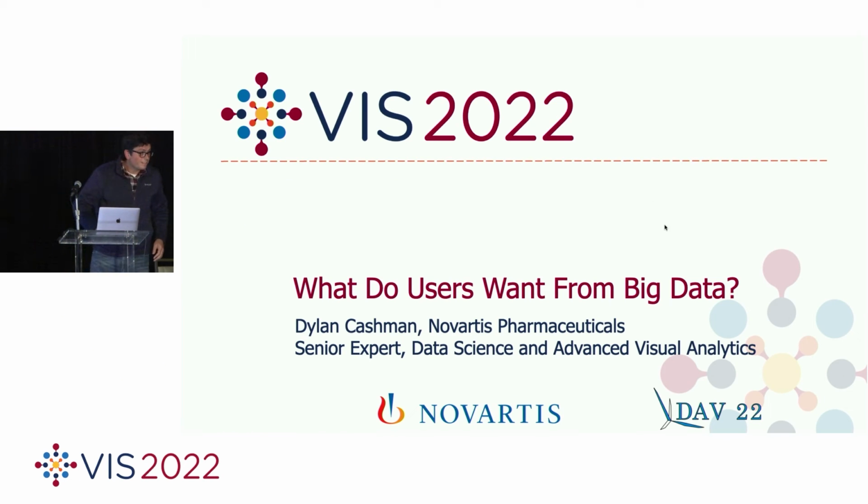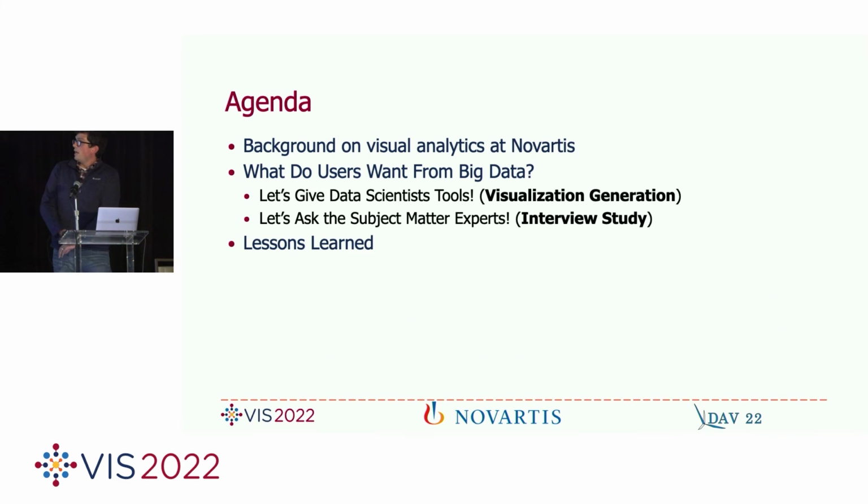Okay. All right. So anyway, hi everybody. My name is Dylan Cashman, and I work at Novartis Pharmaceuticals. I got my PhD in 2020, and I've been working ever since. And today I'm going to talk about my experience there as a visual analytics expert. I'll start with a little background on what my role is there. And then I'm going to go very quickly over 2 research projects I've led in the last couple of years.